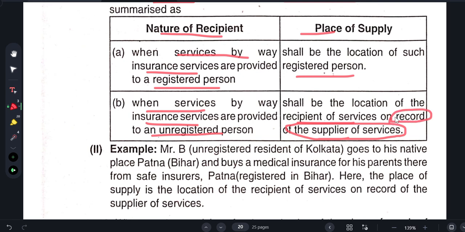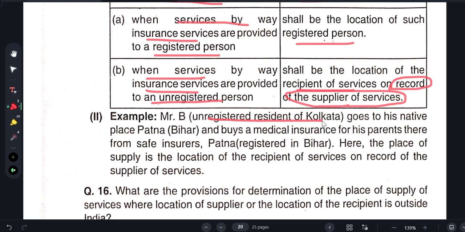That's it. So Mr. B, an unregistered person of Kolkata, gives his native place as Patna and buys a medical insurance for his parents there, a policy from an insurer registered in Bihar. Therefore, here the place of supply is the location of the recipient of service on the records of the supplier of service. Super.